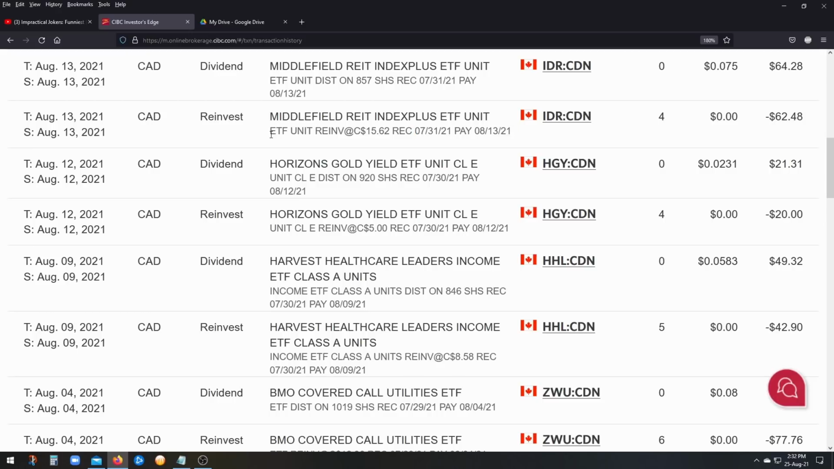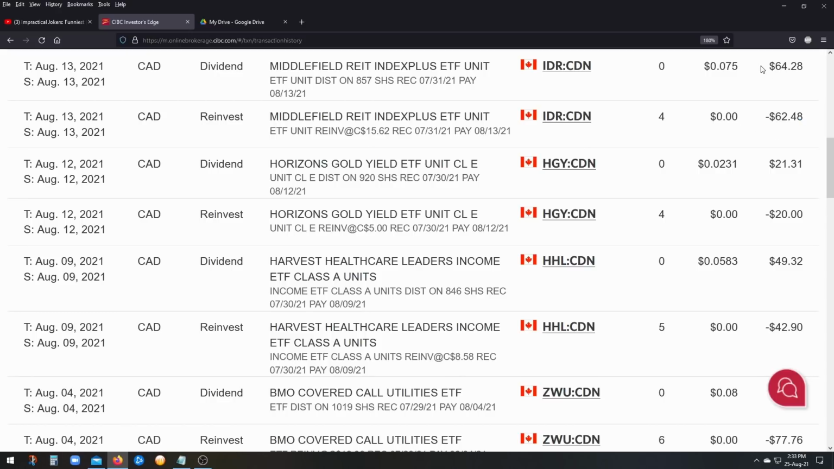So if we look at the reinvestment, the actual DRIP, you get the same dates, but it will actually tell you the share price that it's reinvesting at for you. So right here you have it at 15.62 a share. So you're getting 4 additional shares at $15.62. So 4 times 15.62 will equal 62.48.